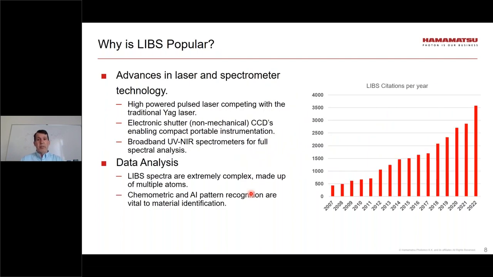You can see the citations that LIBS is gaining. The numbers are growing quite significantly because there's advances in the laser and spectrometer technology that are allowing LIBS to be much more portable, reliable, and handheld implementations. With the tremendous amount of data that's generated from a single LIBS spectrum, the other advancement in chemometrics and artificial intelligence for pattern recognition are really a vital part of the growing popularity of a LIBS system.